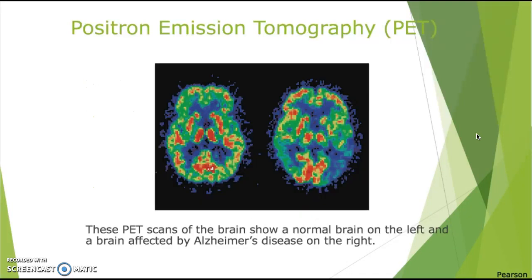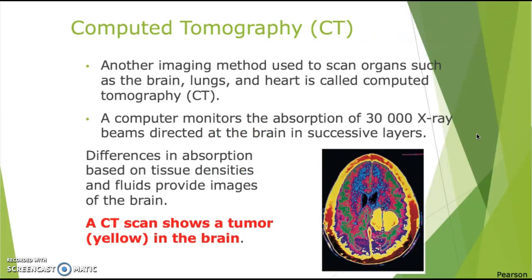This is an instance of a PET image of a brain affected with Alzheimer's disease on the right and a normal brain on the left. As you can see, there are some variations in the image detected.